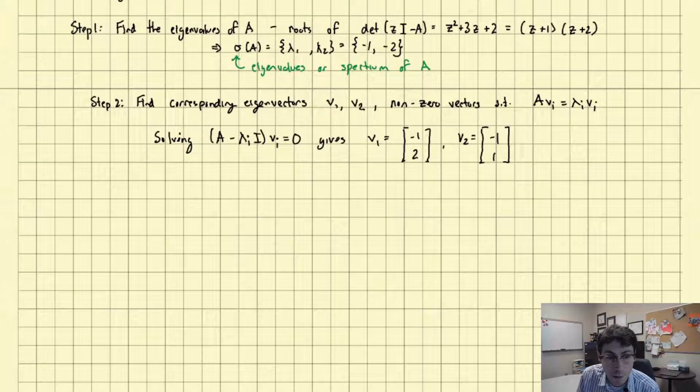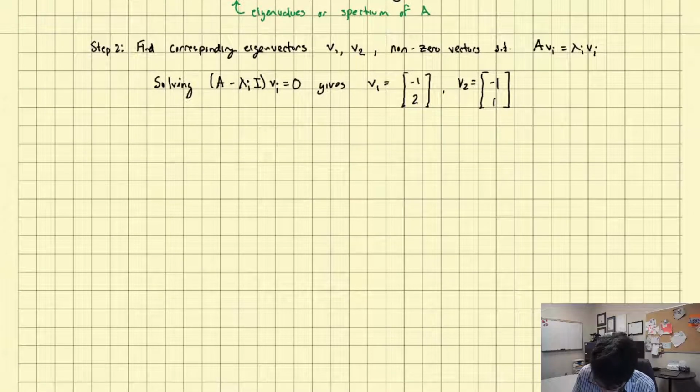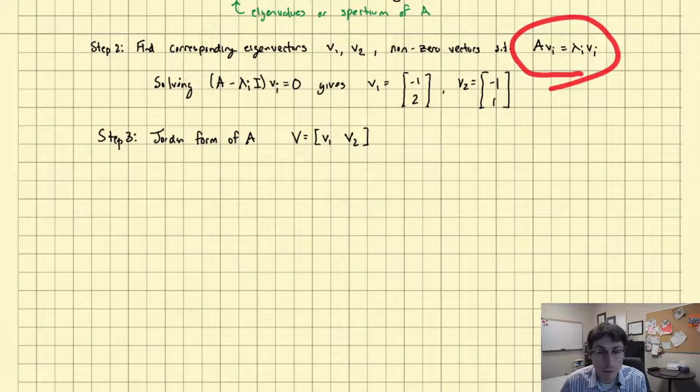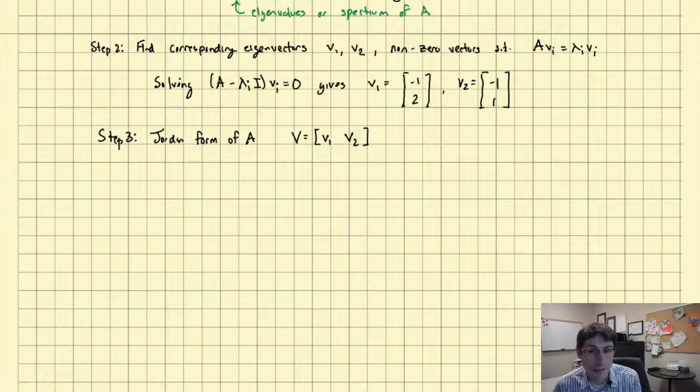Okay, so those eigenvectors I'm going to use to diagonalize my A matrix. So step 3: Jordan form of A. All right, so I'm going to set V equal to V1, V2. And that equation above then, A Vi equals lambda i Vi. So the equation up here, I can write it in matrix notation, right? That's just the definition of an eigenvector. I can write it in matrix notation.